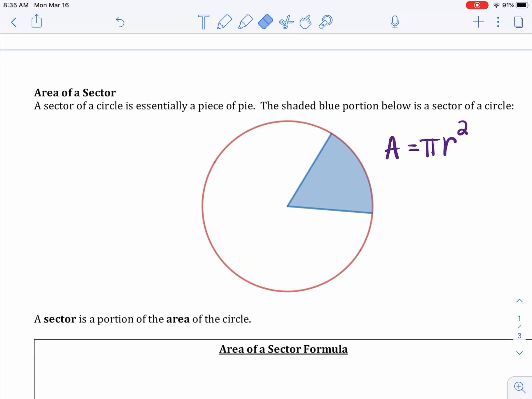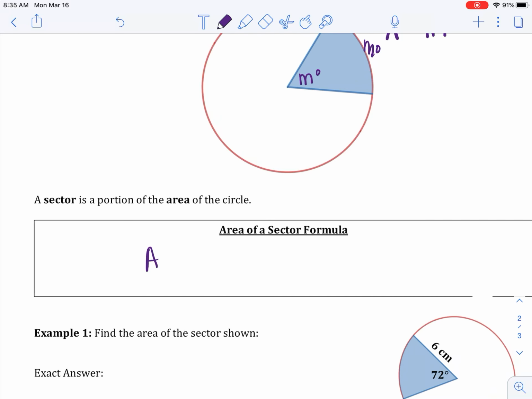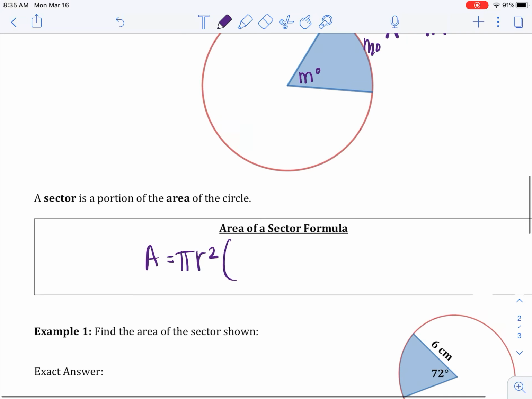Now, if I just want a portion, so once again, this would be m degrees. So that arc would be m degrees because it's a central angle. If I wanted the area of that sector, if you had to guess that formula, I bet you'd guess it right. Its area is equal to the area formula, pi r squared. But I don't want the whole circle, I just want part of it. I want the m degrees out of the 360 degrees.